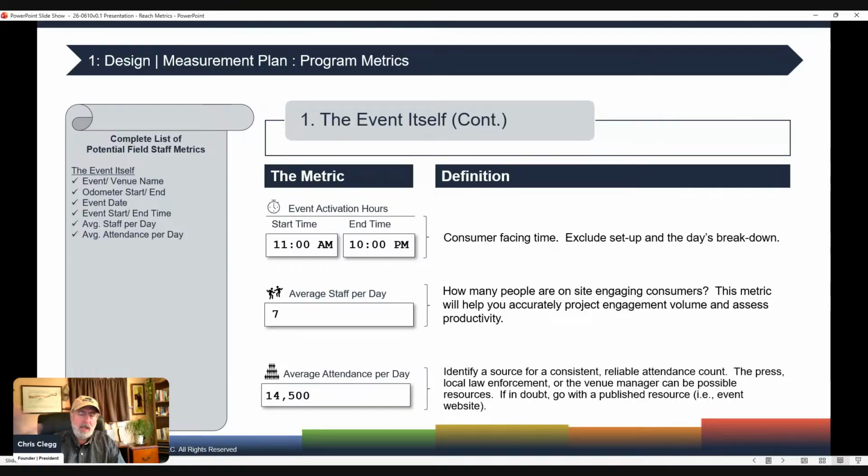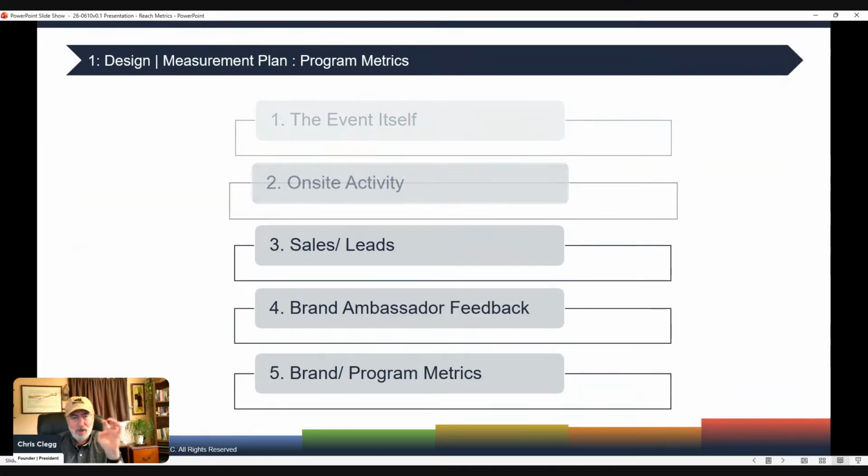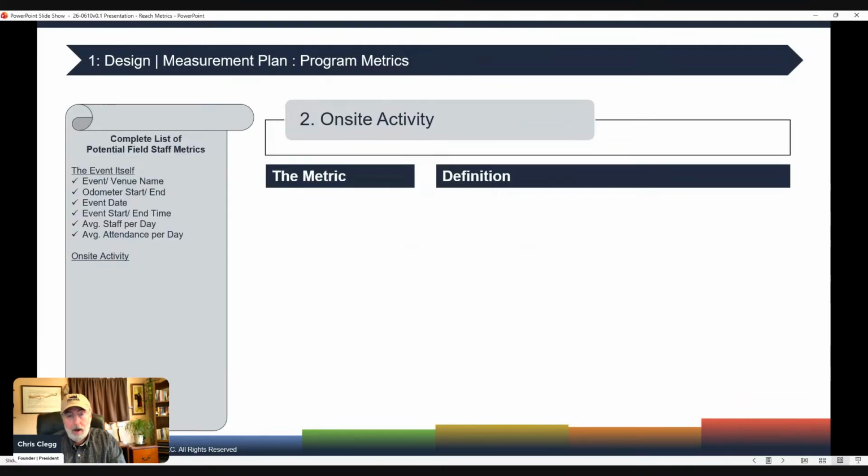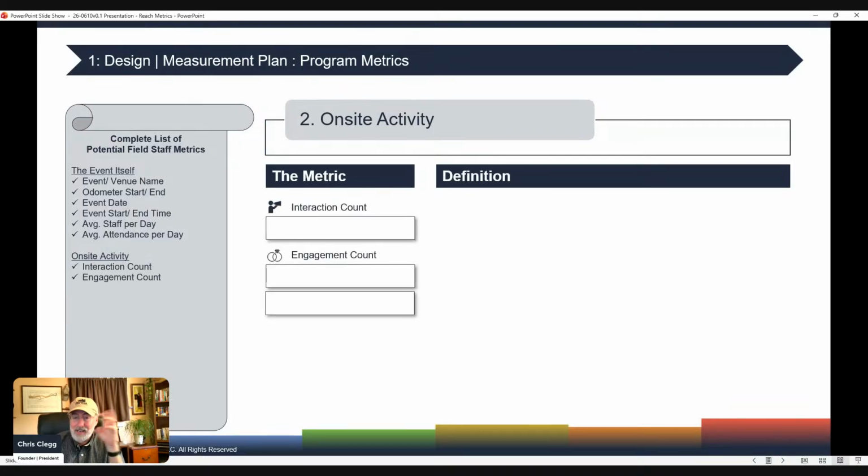But if you want to include impressions, like we'd recommend you would, it's got to start with a measure of attendance that day, so you can get a sense of who's seeing the experience on site. So we got those metrics on the event itself. Those collectively define the event itself, so you have that record of where you went. The next is what you did when you were there, and what you did when you were there starts with the interaction count. It has an engagement count.